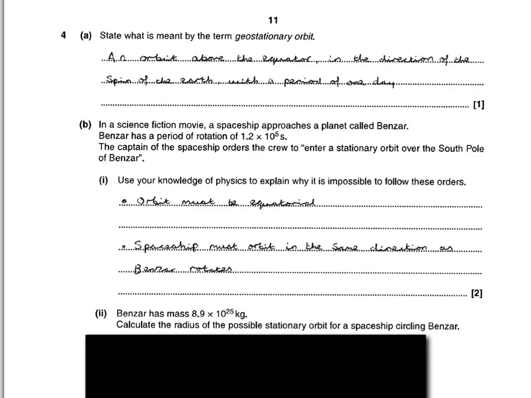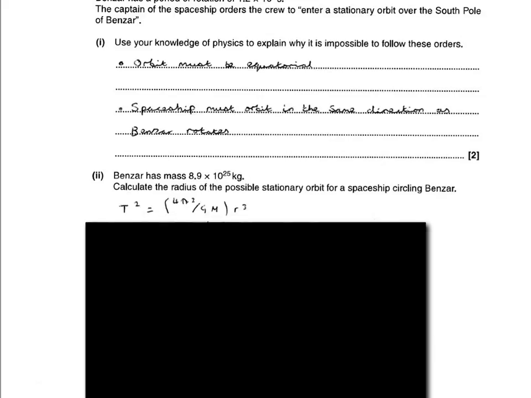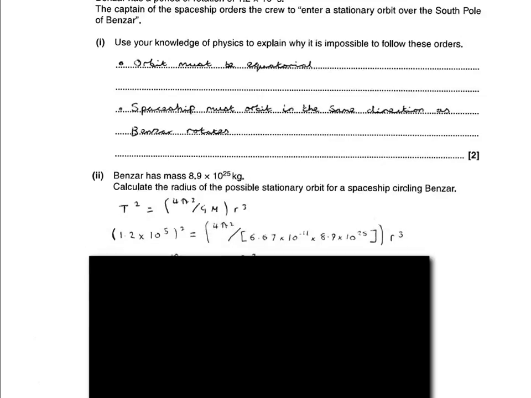So we have period, we have mass, and we want radius. So the equation which we need to use is Kepler's third law, T squared equals 4 pi squared over GM, r cubed. The next stage after that is bringing in your values. So as you can see over here, we've got the period of 1.2 times 10 to the 5. Here we've got the gravitational constant of 6.67 times 10 to the minus 11. And then we've got the mass of the planet, which is 8.9 times 10 to the 25, all divided by 4 pi squared, and then times by r cubed.